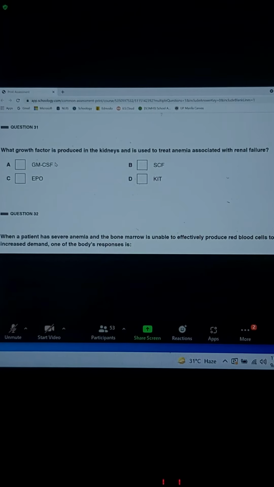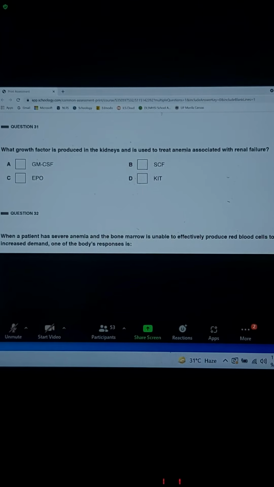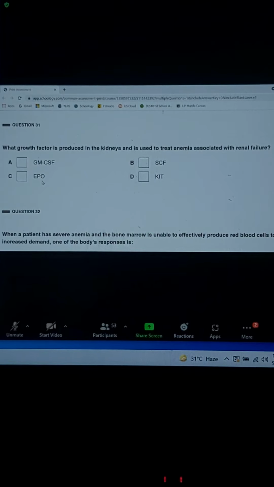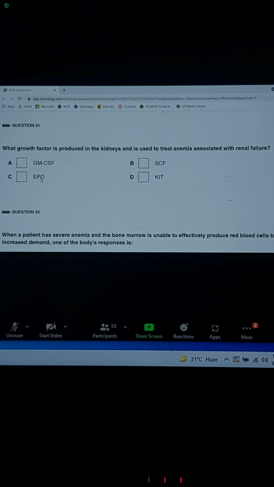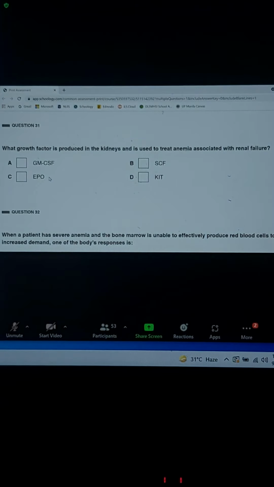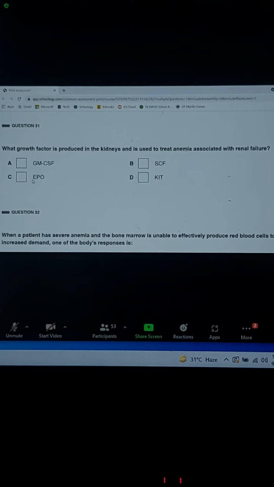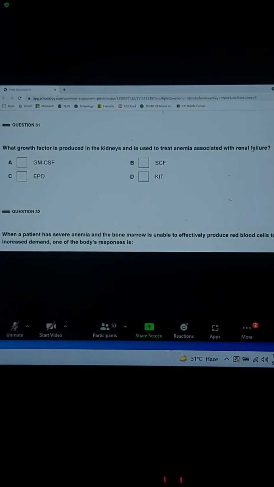31, what growth factor is produced in the kidneys? Ito, nabanggit na natin kanina. EPO. Okay, so EPO or erythropoietin. So this is produced by the kidneys, and this can also be given to patients. No? So may mga commercial preparations tayo ng erythropoietin that are given in patients suffering from anemia associated with renal failure.